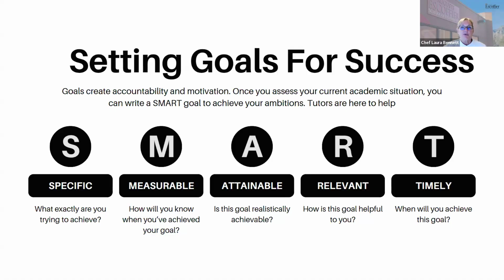All right, now always remember, try to set SMART goals for yourself to be successful. Be specific, make it measurable, make it attainable, be relevant and timely.